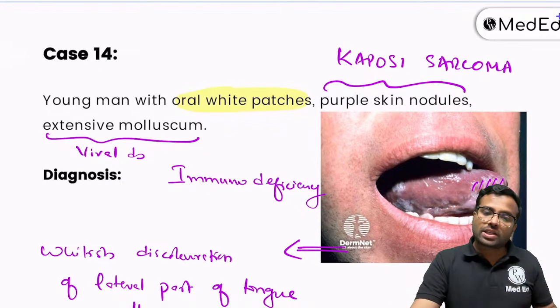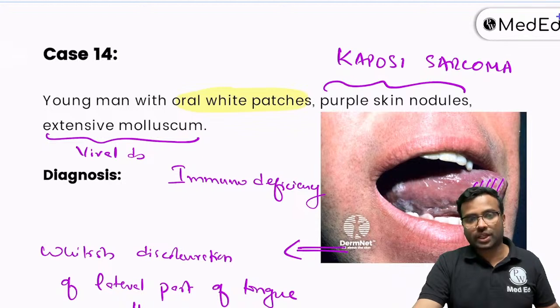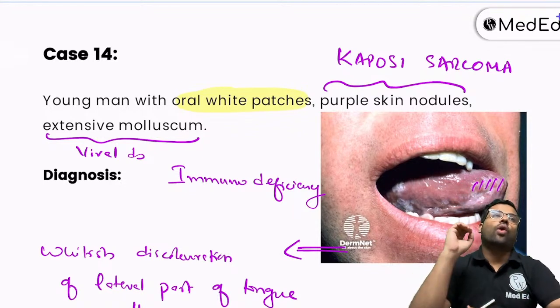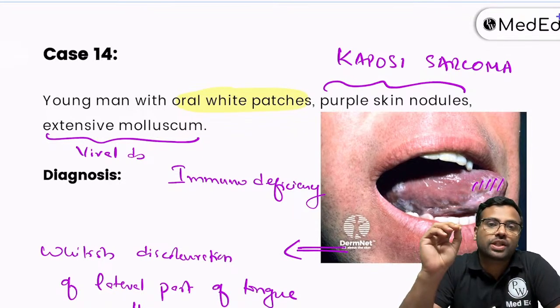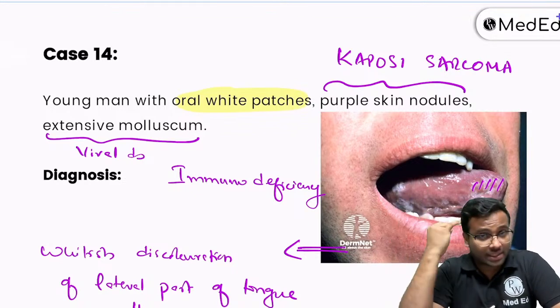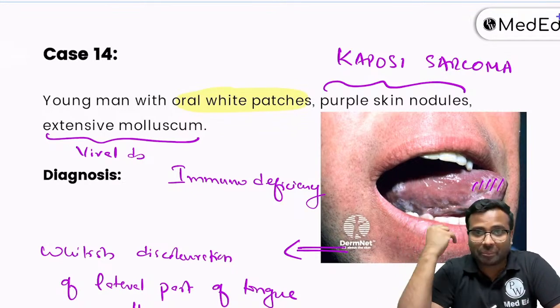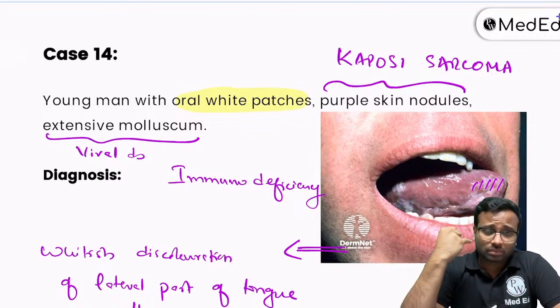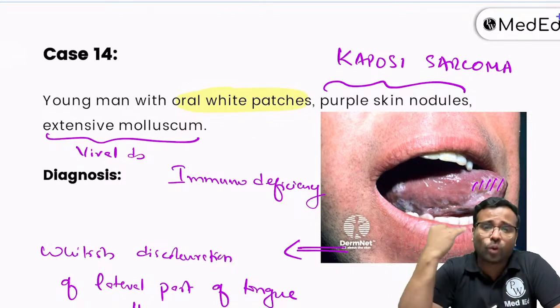All these things are going to be associated with HIV. So if I ask you, what are the cutaneous manifestations in HIV? We have discussed multiple. Severe seborrheic dermatitis, isn't it? Oral hairy leukoplakia is another one.